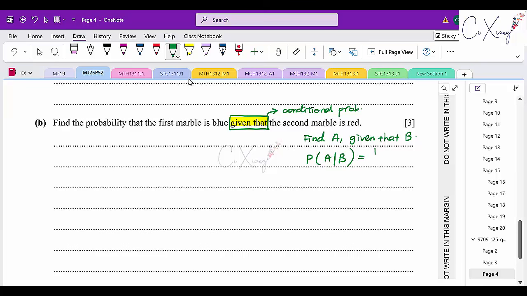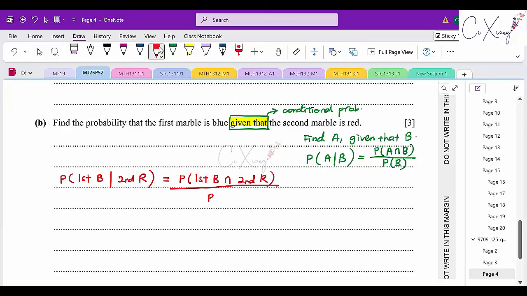And then there's a special formula for the conditional probability. When you're having A given B, basically the formula is the probability of A intersect B divided by the probability of B. Okay, so let's apply it in the context of the question. Now they say the first marble is blue, given that the second marble is red. If I want to put it into the formula form, it will be first is blue intersect with second is red, divided by the probability of second is red.